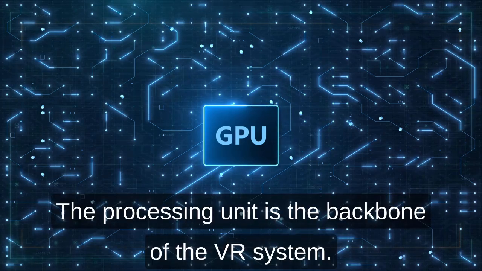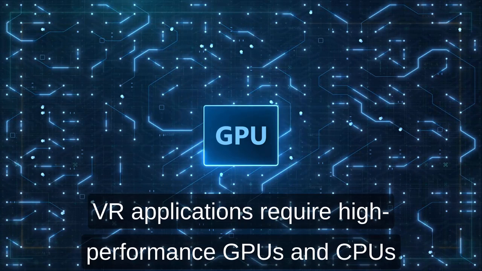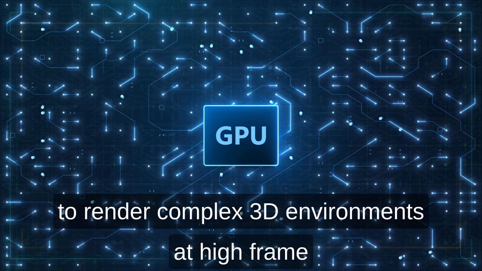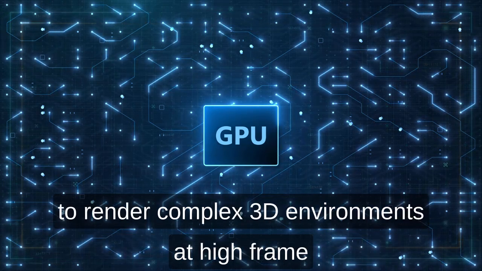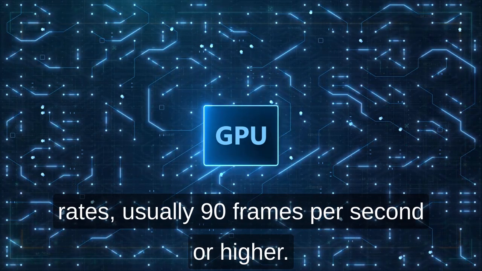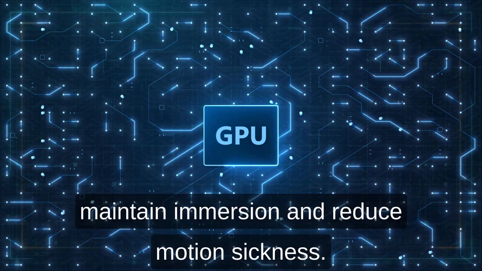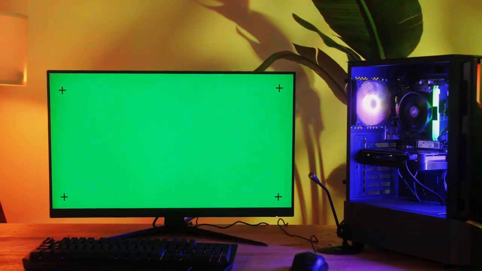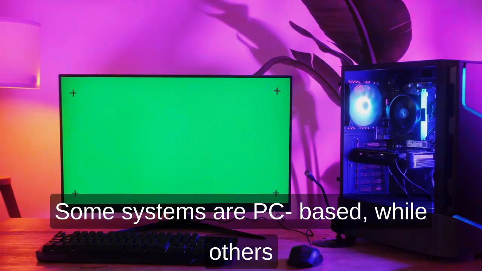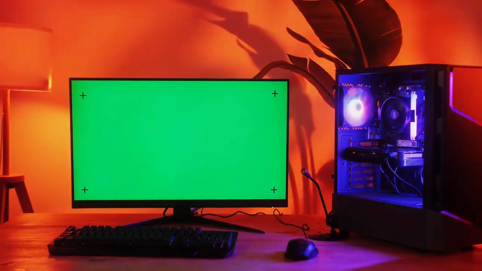The processing unit is the backbone of the VR system. VR applications require high-performance GPUs and CPUs to render complex 3D environments at high frame rates, usually 90 frames per second or higher. A high refresh rate is necessary to maintain immersion and reduce motion sickness. Some systems are PC-based, while others are standalone devices with integrated processors.